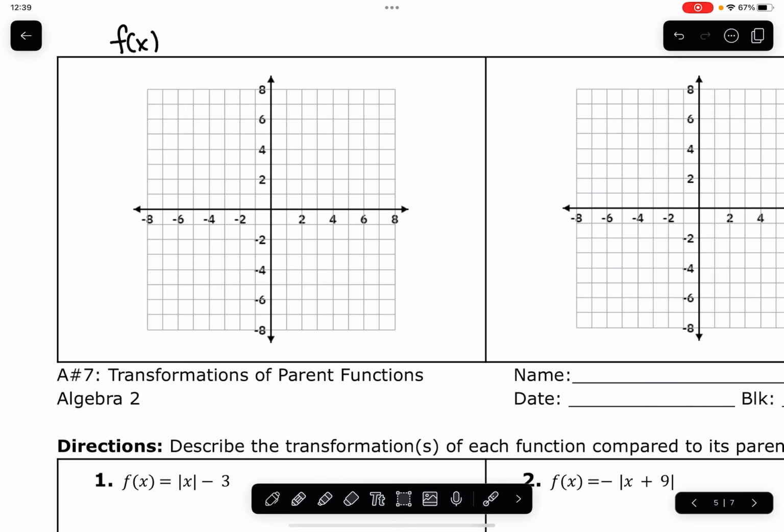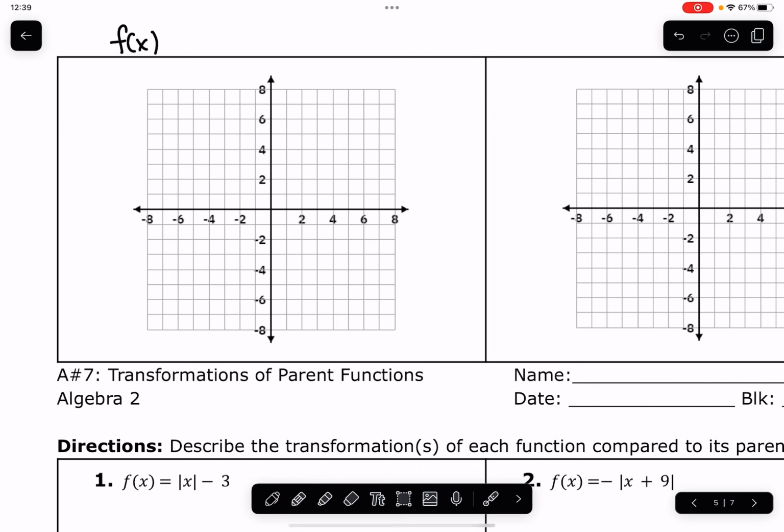So f of x equals 2 over 3 times the absolute value of x plus 1, close the absolute value, minus 1. Let me just double check. Yeah, plus 1 minus 1. Okay, so let's start first again with the vertex.